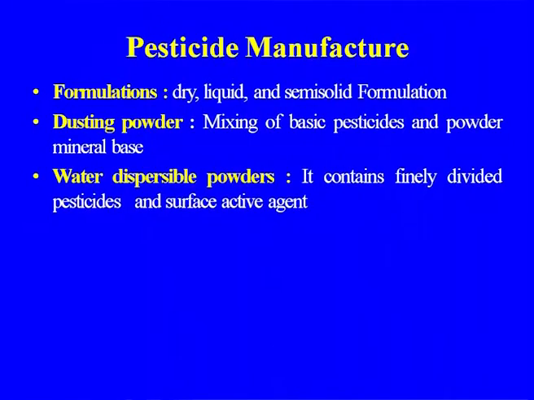Grinding and pulverizing are very important operations in making dusting powder, by mixing the basic pesticide and a powder mineral base. The mineral base may be soapstone or some other inert material, which should be cheap because it is only the carrier. Then there are water dispersible powders, which contain finely divided pesticide and a surface active agent.